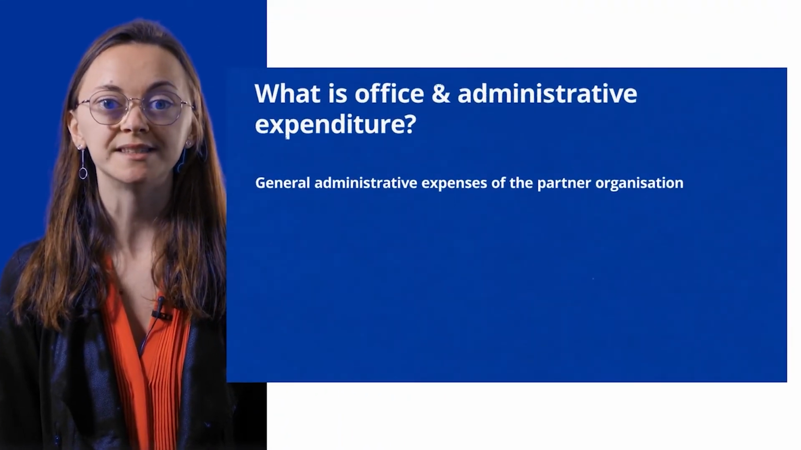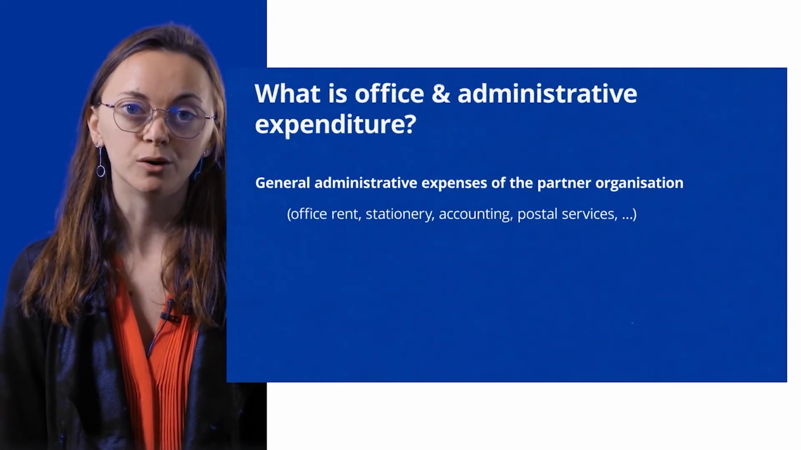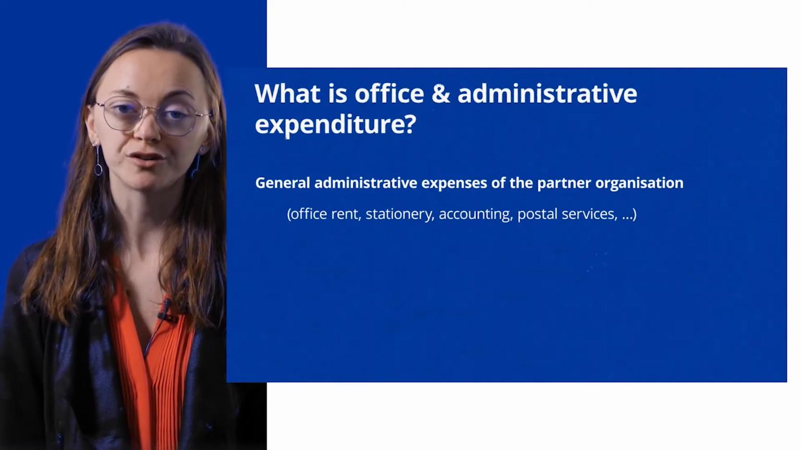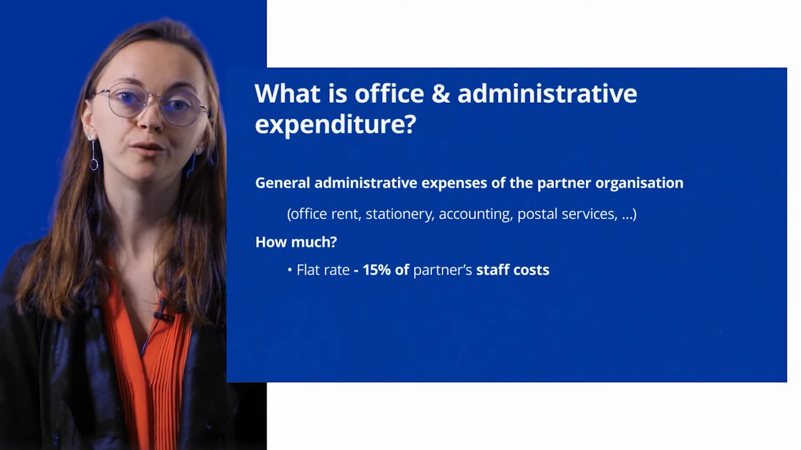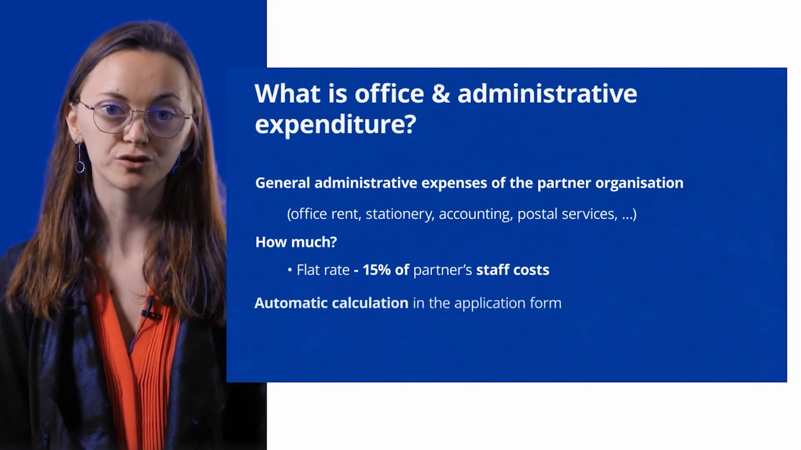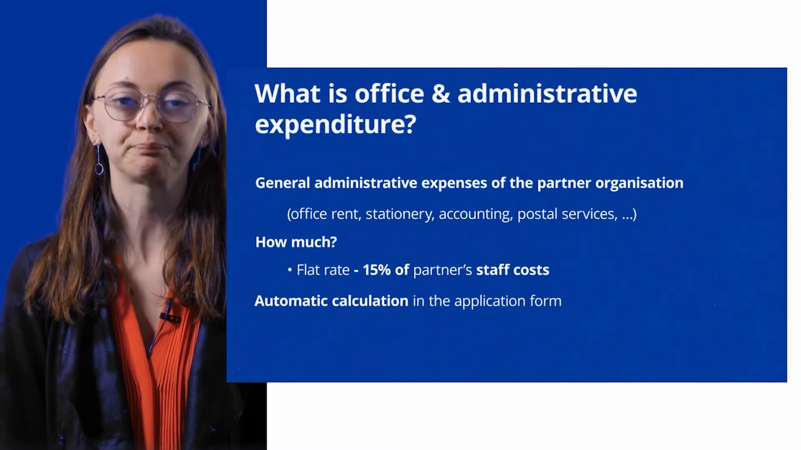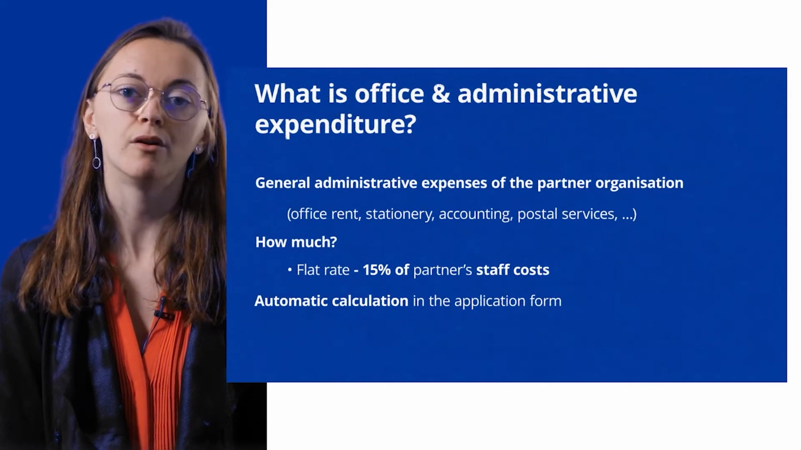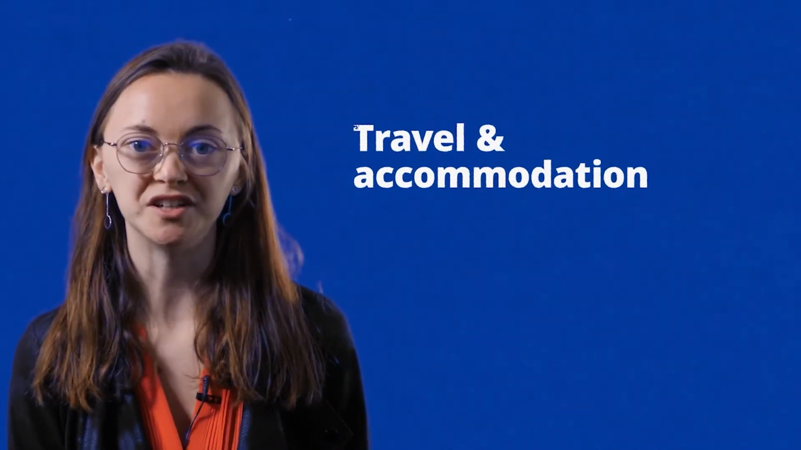This cost category concerns all the general administrative expenses of the partner organization. So it can be for office rents or stationery or postal services, for example. But you can find a list of all the detailed costs within this cost category in the program manual. These costs are covered by a flat rate of 15% of staff costs, and they are directly calculated in the application form, so automatically. So what you need to make sure is not to plan any cost in this cost category within another cost category. Now, to finish this first video, we'll talk about travel and accommodation.